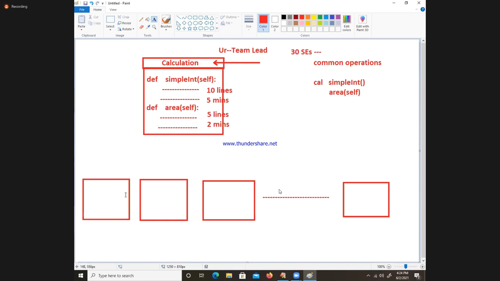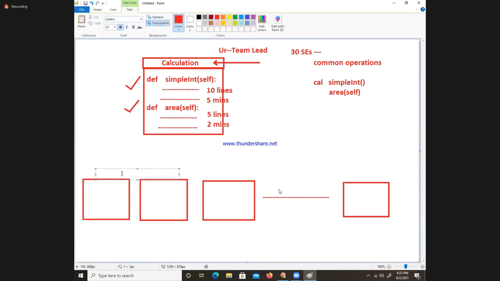Would you like to ask them to write again and again, or would you like to inherit? Would you like to ask them to inherit, or to define it again? Inherit. Already these things are defined. These defined things, I don't want to ask this SE.